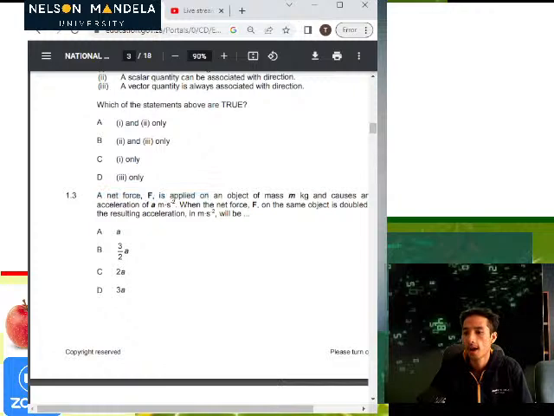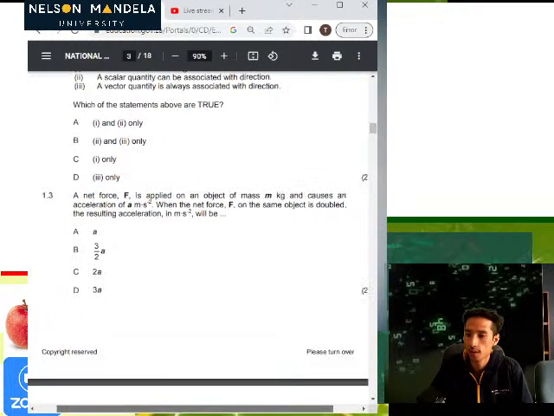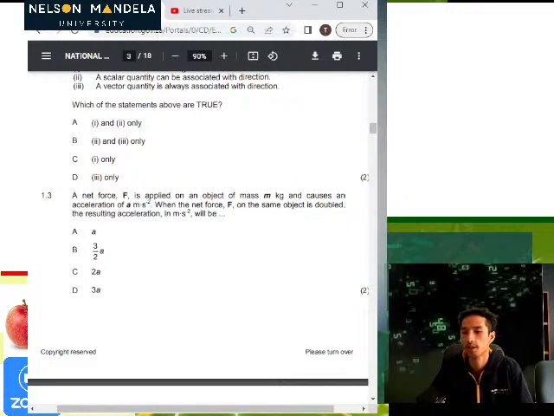1.3 says a net force F is applied on an object of mass m kilograms and causes an acceleration of a meters per second squared. So when the net force F on the same object is doubled, the resulting acceleration will be in meters per second squared.